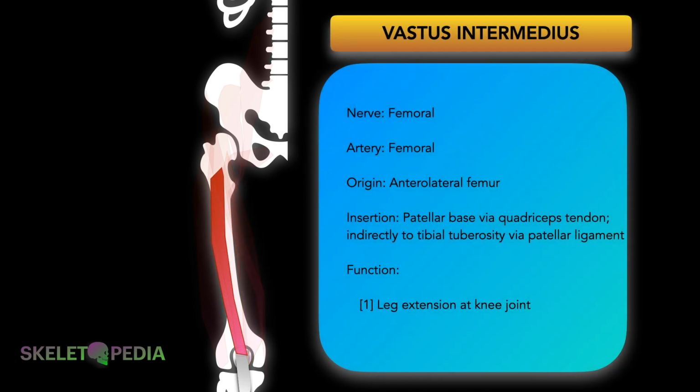The last muscle of this group is the vastus intermedius. Aside from its origin, the anterolateral femur, the vastus intermedius's innervation, arterial supply, insertion, and function are largely similar to the other quadriceps muscles.